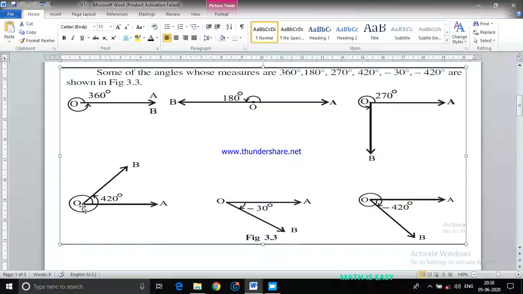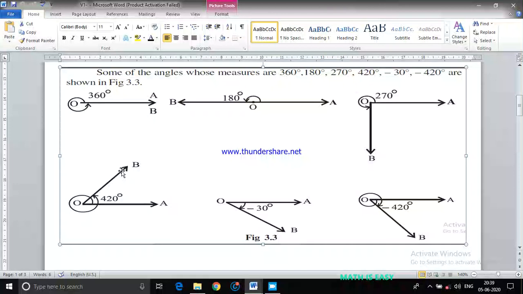In 420 degrees, you may ask what is the difference between 60 degrees and 420 degrees. In 60 degrees, it goes from OA to OB only. But in 420 degrees, it will start from OA, make one complete rotation, come back to OA, and then move to OB.